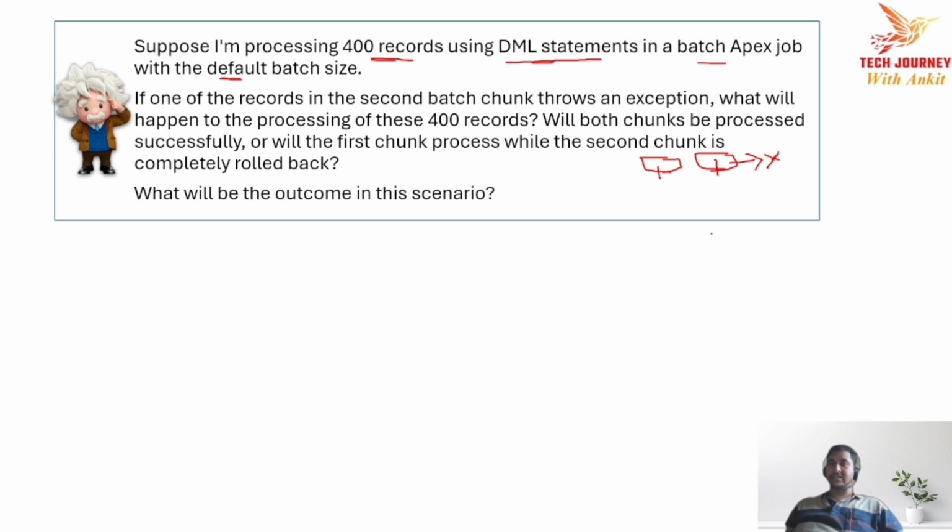So what will happen in the case of Batch Apex? Will both chunks process and the total number of records committed to the database be 400? Or will the total number of records committed to the database be 399? Or will the total number of records committed to the database be 0 because you got an exception? Or will the total number of records committed to the database be 200? What should be the correct answer? If you know the answer, do let me know in the comment section and also put the reasoning behind it. So what will be the outcome of this scenario?